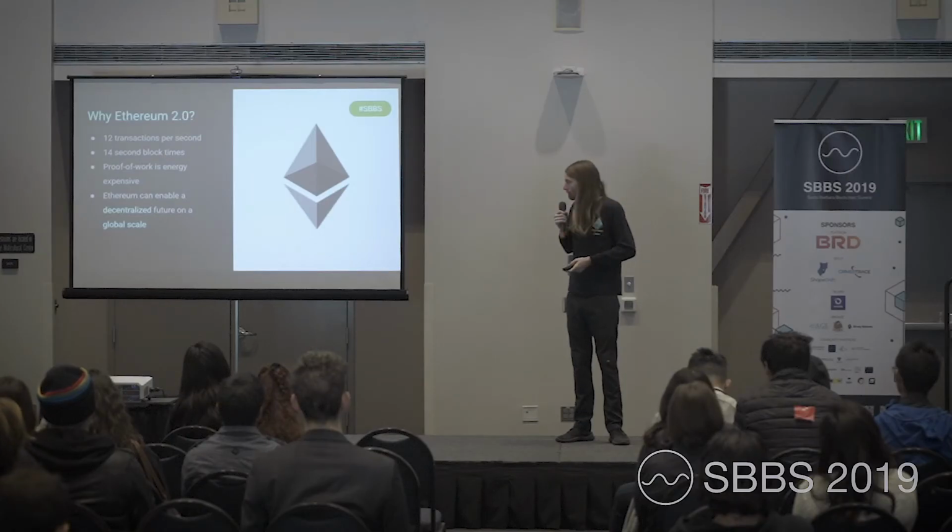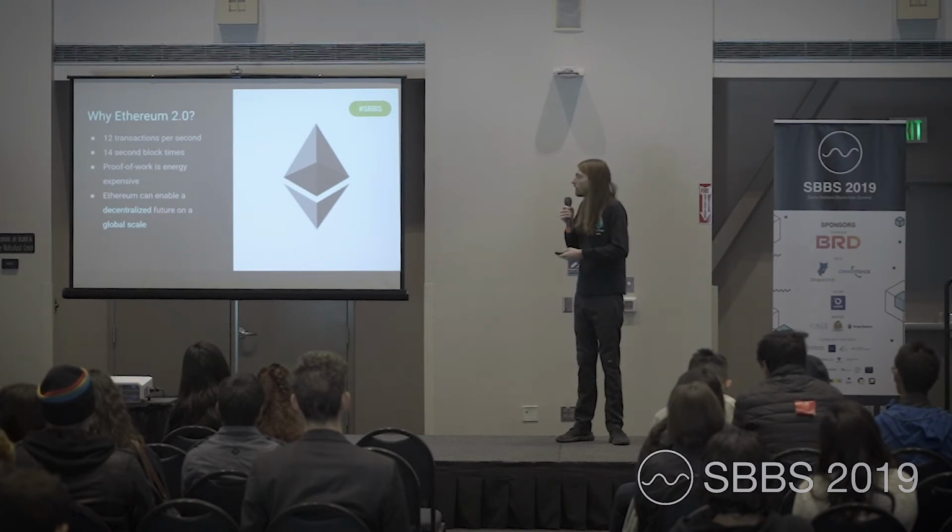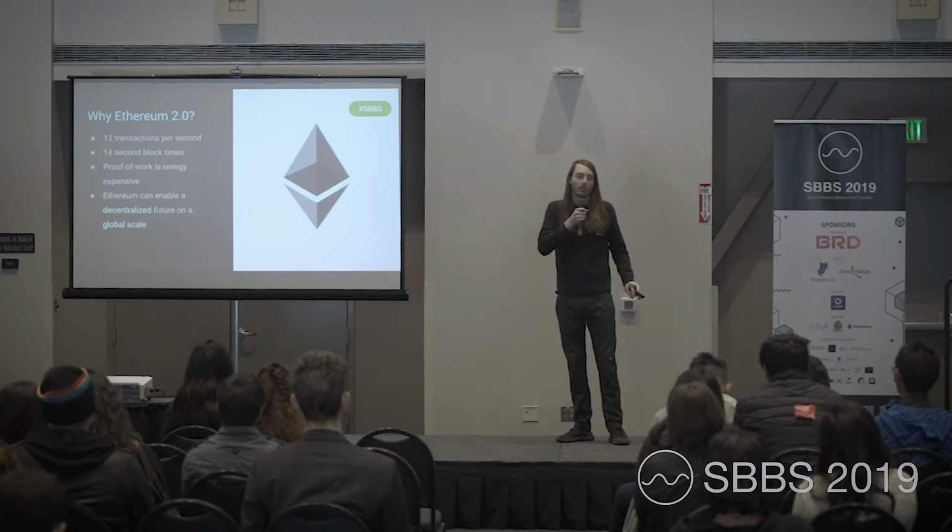Proof of work, the thing we just talked about, is very energy expensive. You can imagine people running warehouses just full of computers, generating heat and running through these algorithms, basically wasting a lot of energy to keep the network secure. It's a valuable thing, but we can do better. So we can introduce this concept of proof of stake, which is a lot more computationally efficient. All of these things together are going to enable a decentralized future on a truly global scale.